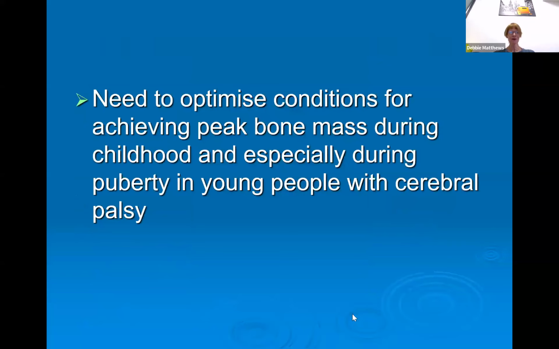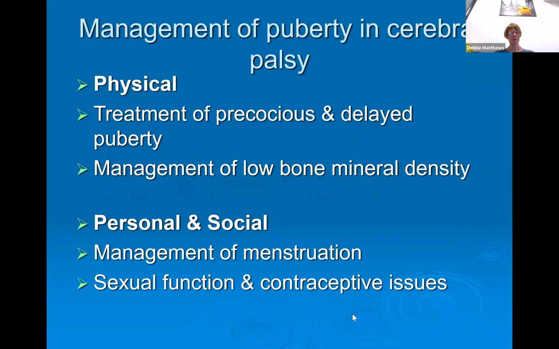And this slide here shows the sort of problem we're dealing with. This is an individual with a fracture of their femur, and you can see that this is a very long, very thin bone, immobilized in a cast here. So it's very important for us to optimize conditions for achieving peak bone mass during childhood, especially during puberty, when we accumulate 40 to 50% of our bone mineral content in young people with cerebral palsy.